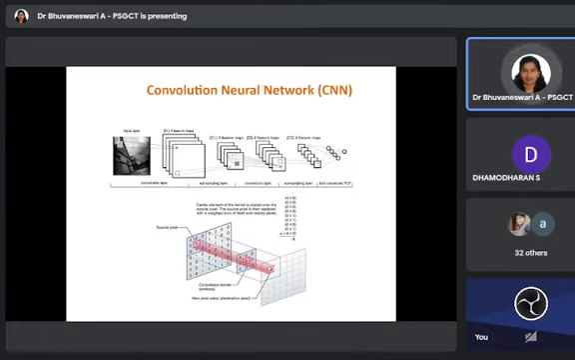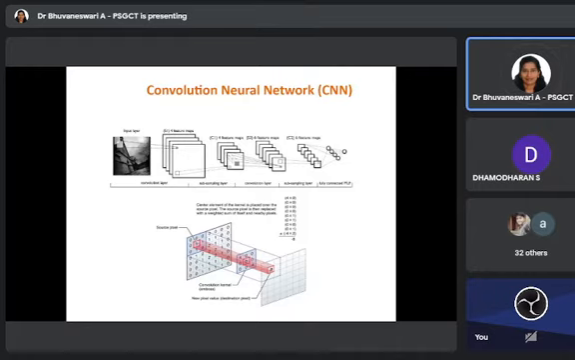Next comes the widely used network called convolutional neural network. This is one of the primary deep learning models that is used mainly for image processing, image recognition, or image classification, or image processing for any type of application that uses images. This model is applied. We'll see in detail with an example.